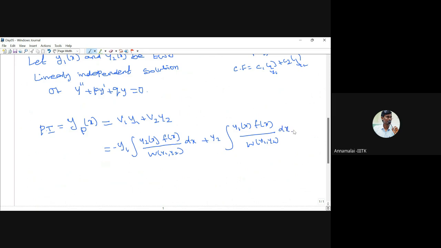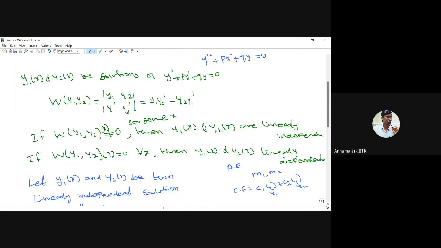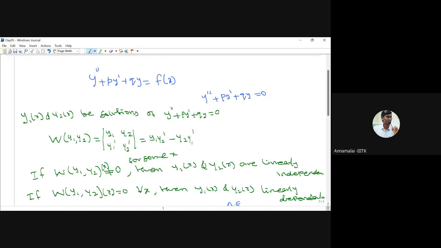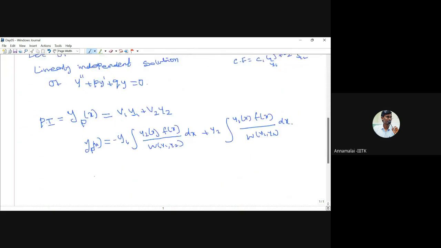So this is a formula for finding the particular integral of a second order differential equation with constant coefficients. The right hand side is any function f of x. If f of x is sin x or cos x or e power ax or a combination of these three functions, we know some formulas and can directly find the particular integral. Suppose it is other than these functions, we can use this formula to find the particular integral.